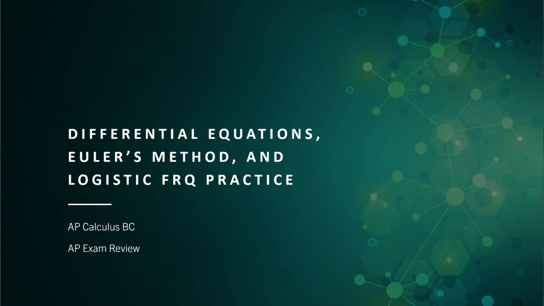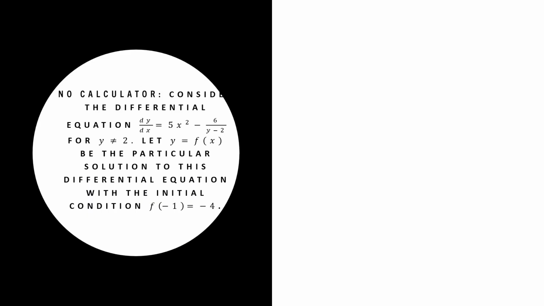Okay, so today we're looking at differential equations, Euler's method, and logistic FRQs. Our first example is non-calculator. It says consider the differential equation given by the function for y does not equal 2. Let y equals f of x be the particular solution to the differential equation with the initial condition f of -1 equals -4. So the very first thing that they want us to do is evaluate dy dx, or the first derivative, and the second derivative at -1, -4.